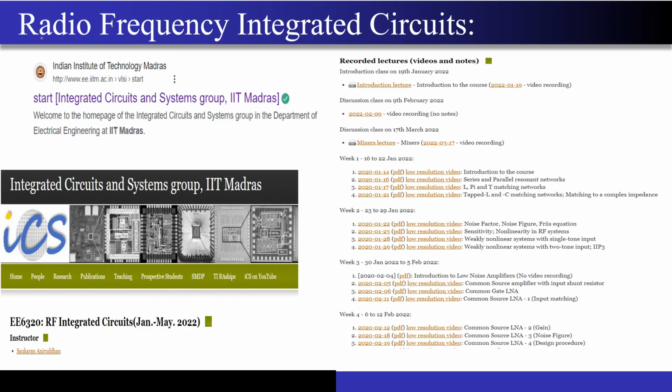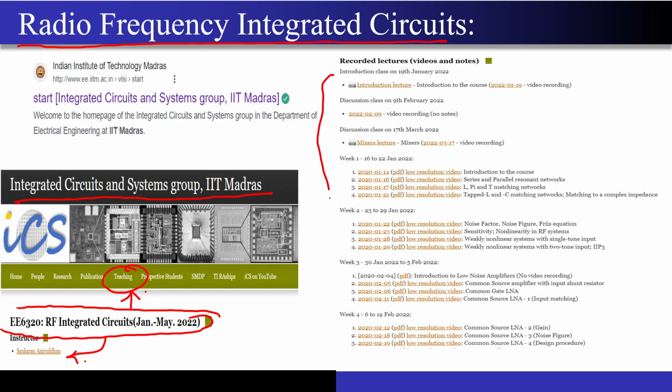Apart from this, if you want to go to the radio frequency integrated circuits, then you have to go to the ICS website. There is an Integrated Circuits and Systems group from IIT Madras. From there you have to go to the teaching tab. Once you go to this teaching tab, correct, you will see a lecture on RFIC, the radio frequency integrated circuits, by Professor Sankaran Aniruddhan. These are all the lectures that you will be able to see. This course will teach you how to design the low noise amplifiers, the power amplifiers, the mixers and all, correct.